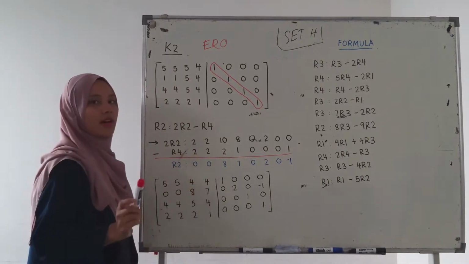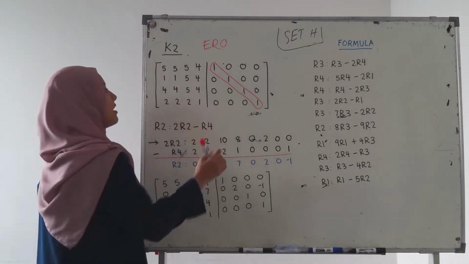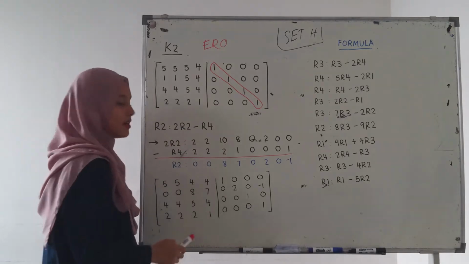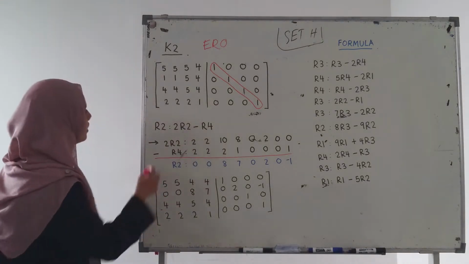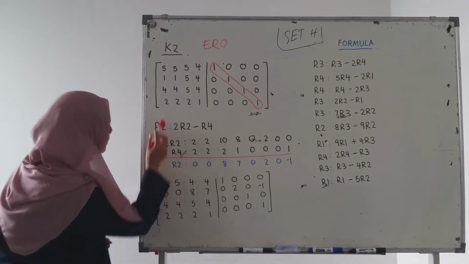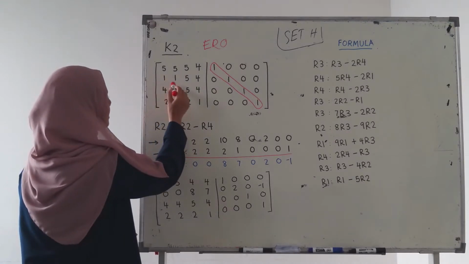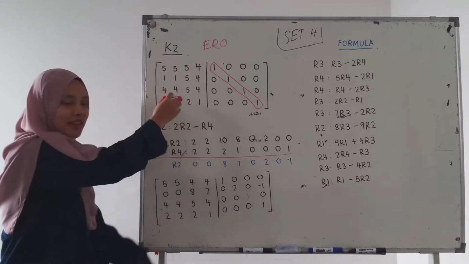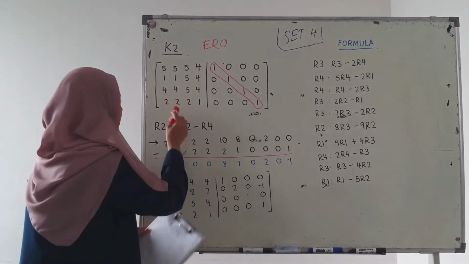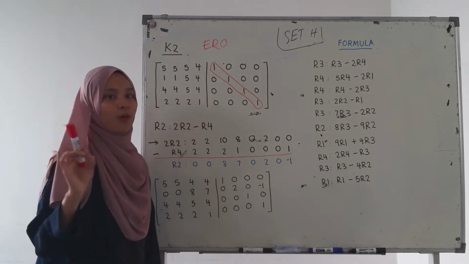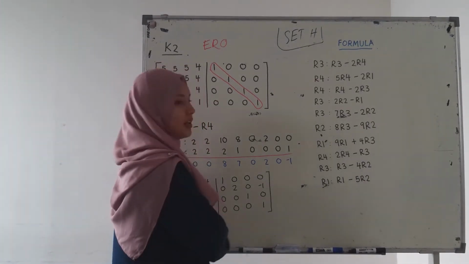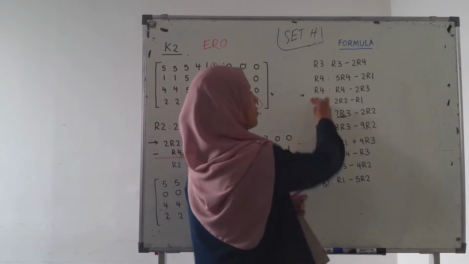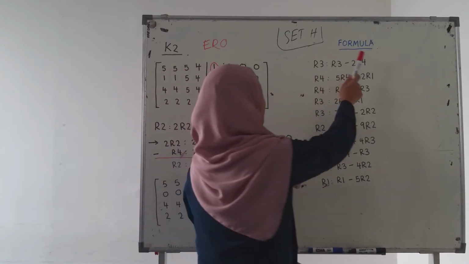So apply that formula until all of this matrix, what we call the lower triangle, becomes 0. Okay, so after we do that, this is the formula that we come out with.